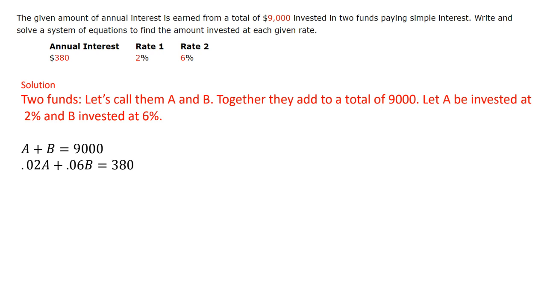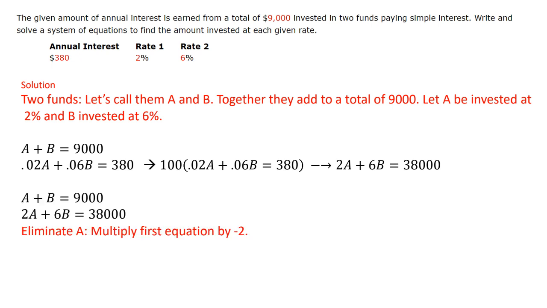We have now a system, and I believe the best way to solve it is to get rid of the decimals first so we can see the problem better. So if I want to get rid of the decimals, I'm going to multiply the second equation by 100. When I do that, I get 2A plus 6B is equal to 38,000. Now this makes it a little bit better for us to view. So let's use the elimination method to solve the system.